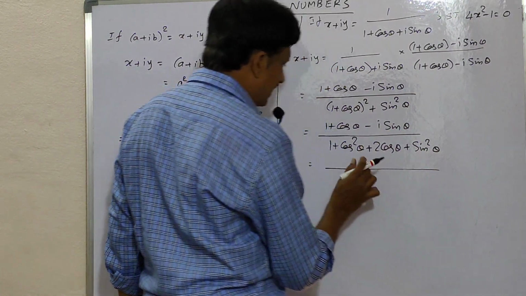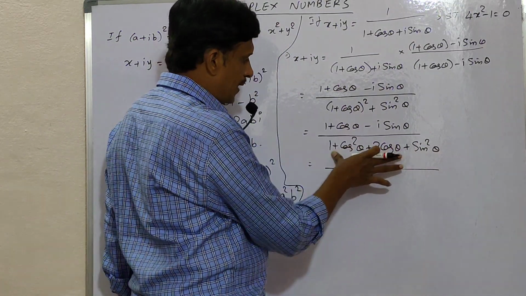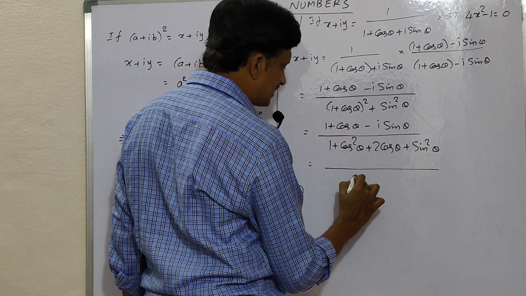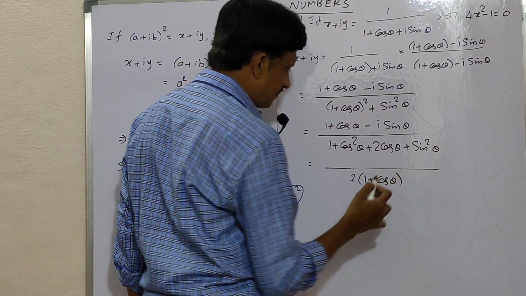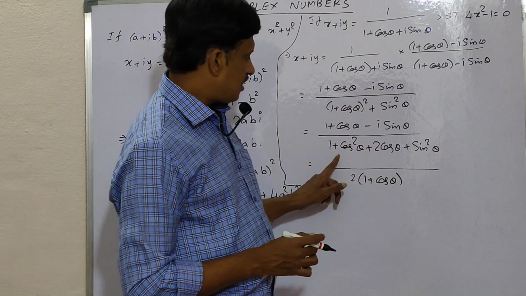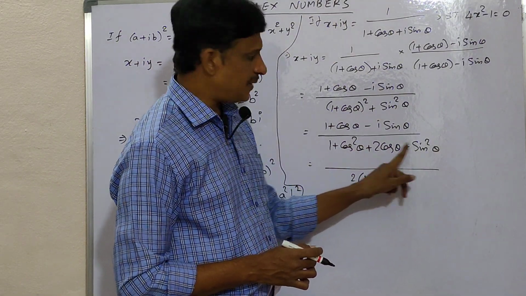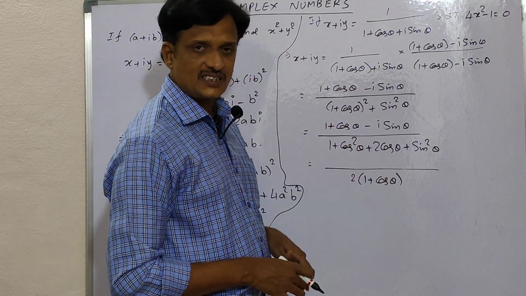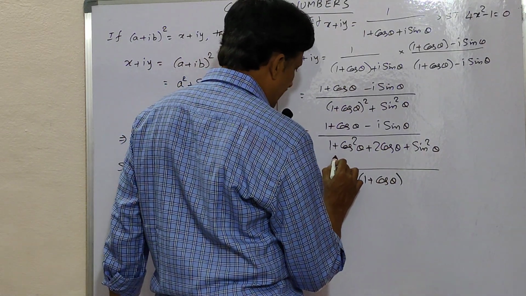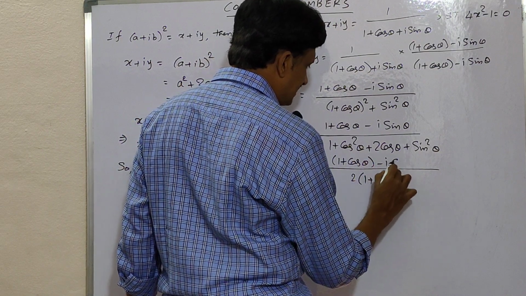Now here the denominator is cos square theta + sin square theta, which gives one more 1. So 1 + 1 will be 2, plus 2 cos theta. So you can write 2 into (1 + cos theta). Observe this one: 1 + cos square theta + sin square theta is another 1. 1 + 1 will be 2. So 2 + 2 cos theta, that is 2 into (1 + cos theta). Here the numerator is 1 + cos theta - i sin theta.